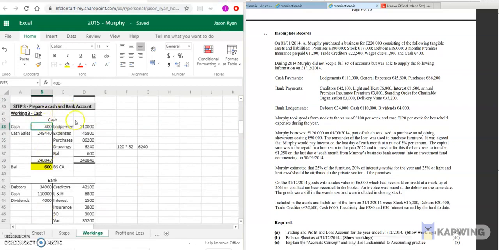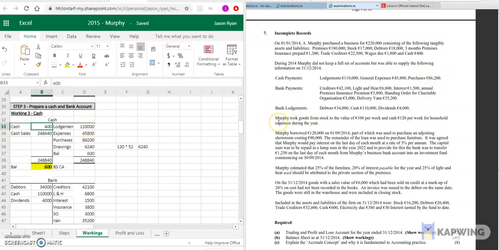Okay, so to calculate the cash, we'll have a look at the start of the question and see do we have any cash. We've got opening cash there of 400. So that's going to go onto the debit side of your cash account. You see here we've got cash payments. So you've got lodgements, general expenses and purchases. Those 3 will just go in as they are. So your lodgements of 110,000, general expenses of 45,800, and your purchases then of 86,200. They'll just go in as they are.